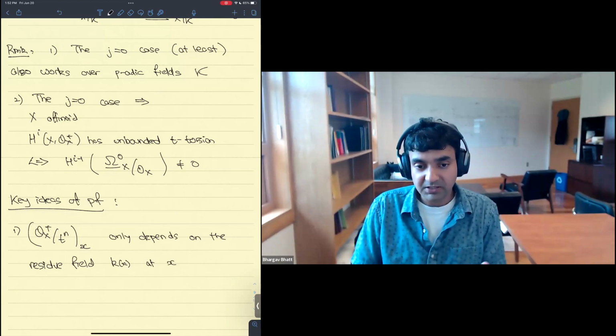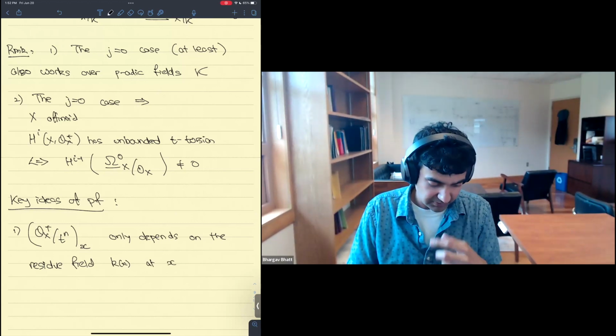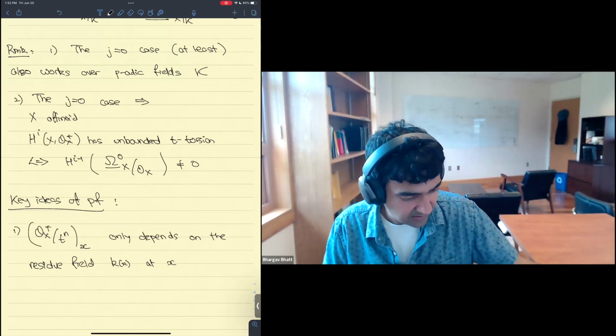So this suggests that the sheaf O_X^+ mod t^n behaves like it's more topological in nature. It doesn't care about nilpotence, for example. And this is also how you prove that it has blow-up descent or CDH descent.